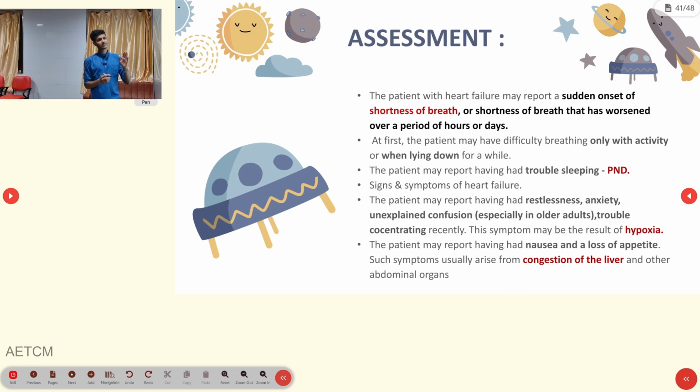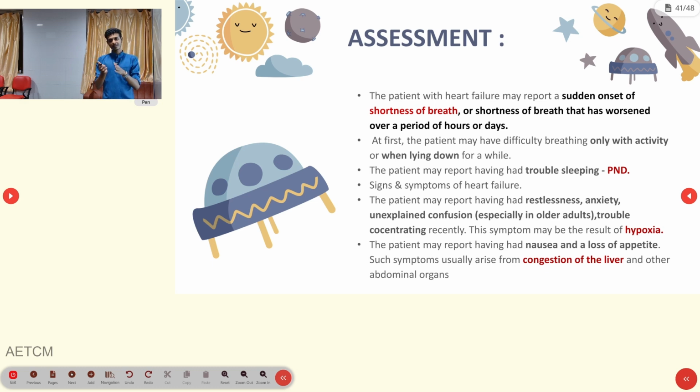And then again, assessment wise, if the person is complaining of shortness of breath, the two major things we have to ask: either it is a gradual onset or sudden onset. Second thing is whether the dyspnea occurs because of any exertion, any physical activity, or at rest. That we have to ask.